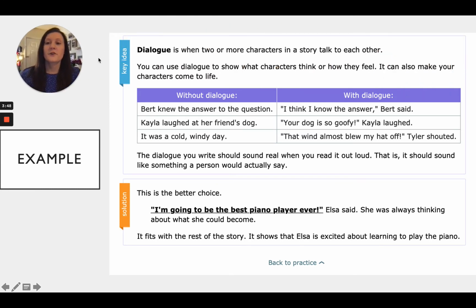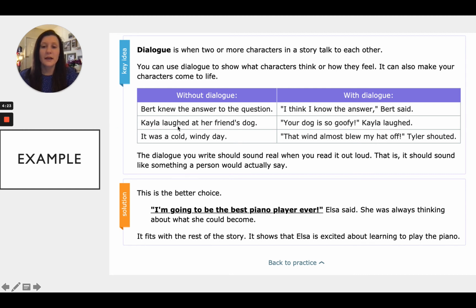So this is also from IXL. Our key idea here is that dialogue is when two or more characters in a story talk to each other. So you can use dialogue to show what characters think or how they feel. It can also make your characters come to life. So without dialogue, it would sound like Bert knew the answer to the question. With dialogue, it would say, I think I know the answer, Bert said.